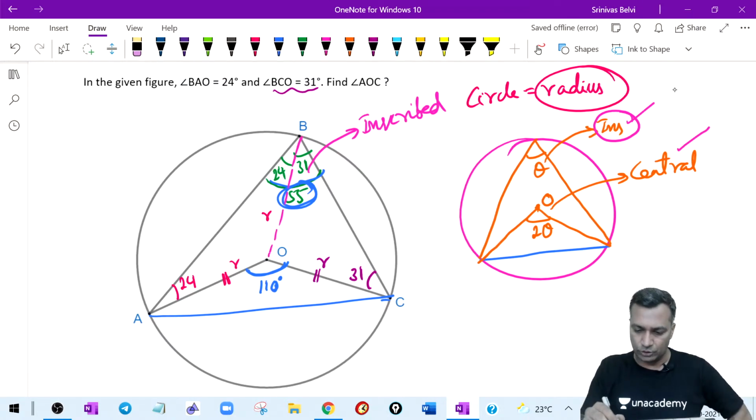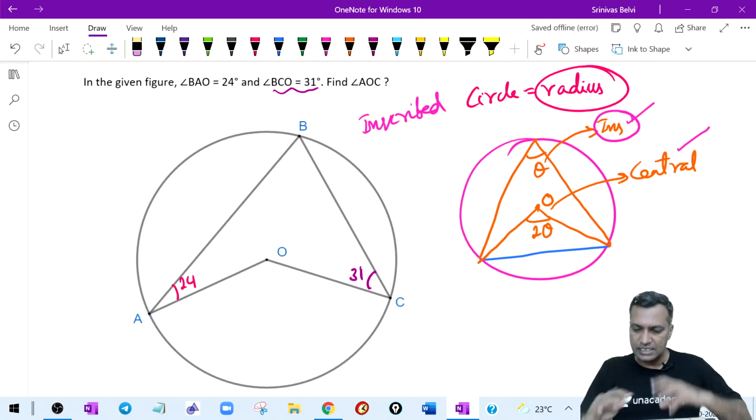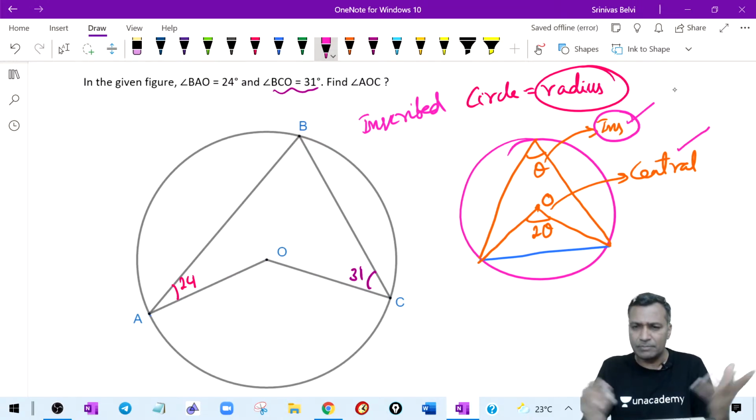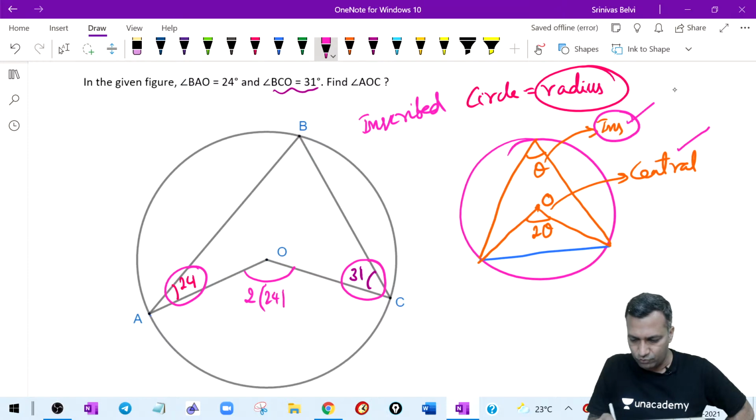Good. Now coming to this, a lot of people kind of do this. This is a very standard question. The very first question that I picked is also a standard question. This is a very standard diagram. If you see this kind of diagram, symmetry or no symmetry, doesn't matter. If this piece angle is given to me, here it is going to be 2 times 24 plus 31.